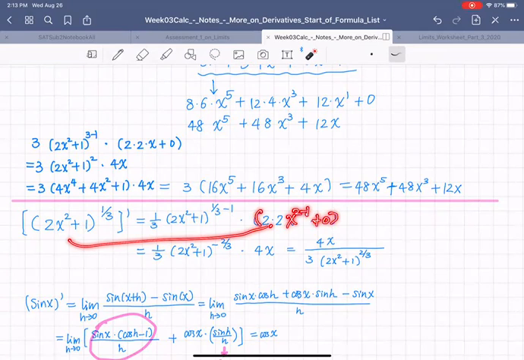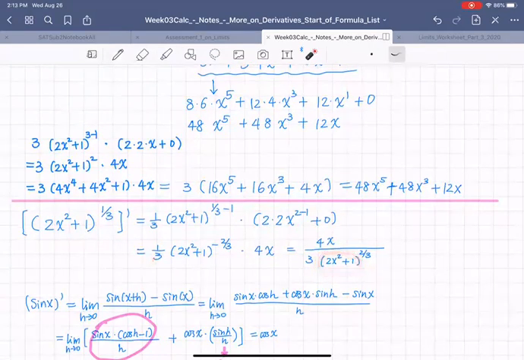So then this guy becomes to the power negative 2/3 times 4x. Then you can move your 4x to your numerator, and 3 times 2x squared plus 1 to the power 2/3 on your denominator. That makes sense? All right. So this is about the chain rule.